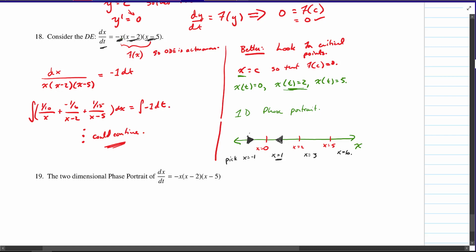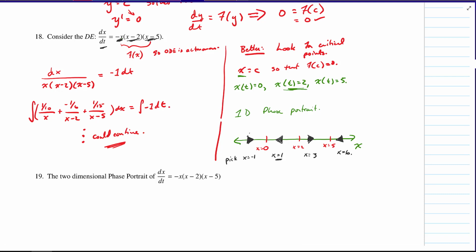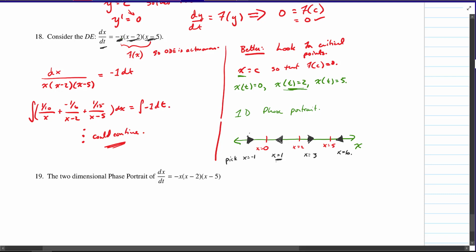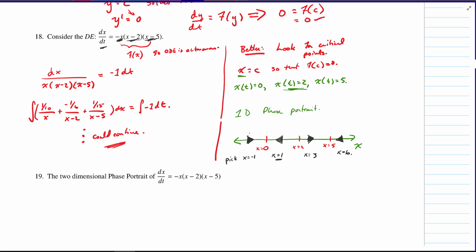Okay? Likewise, if we were to plug in 3, we would have a positive, so that would be increasing. And if we were to plug in 6, we would have a negative, so we would be decreasing here. Okay? So folks, we're going to go through these phase portraits in more detail in class, but I wanted to at least give you the exposure to them. But look at these different equilibrium solutions then.